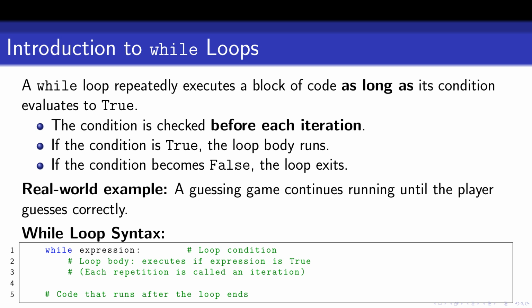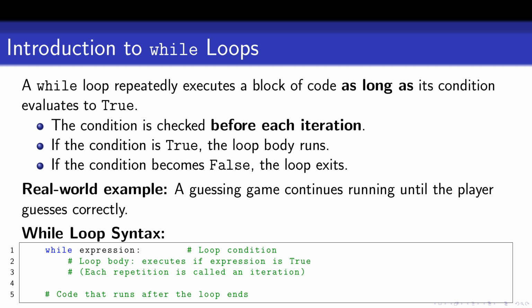The while loop is one of the two main looping structures in Python. It repeats a block of code as long as a specified condition evaluates to true. That condition is checked before every iteration, so if the condition is false from the beginning, the loop body is never executed. This makes while loops ideal for cases where you don't know in advance how many times a loop should run. A common example is a guessing game, where the program keeps prompting the user until they guess correctly.